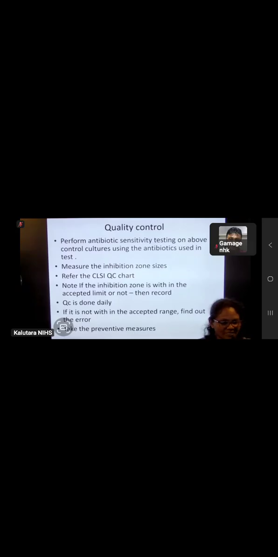Why are you doing quality control? To check whether your performance is correct. But here, if your result is not within the accepted range, you have to think about what the error is, find out the error, and take the preventive measures. This is about quality controlling antibiotic sensitivity testing.